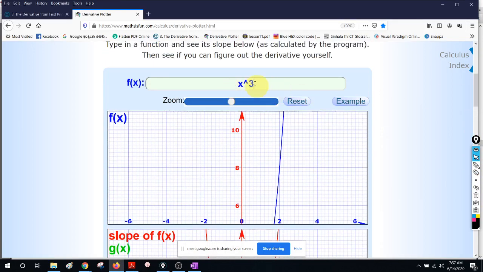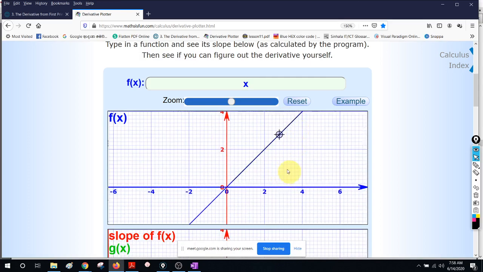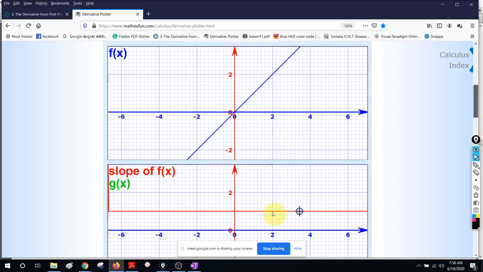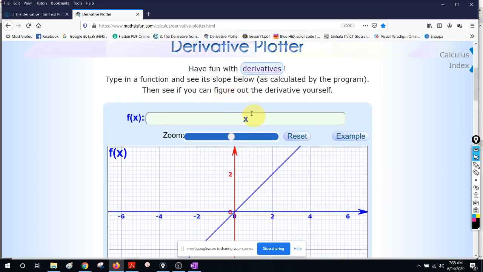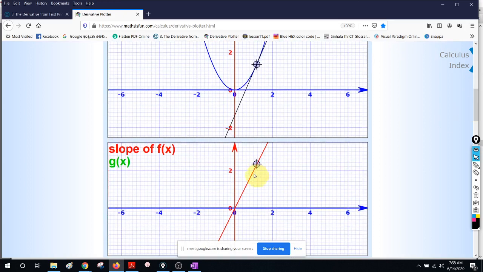Right. Now remember, when you have something like x, what you get is 1. When you have something like x squared, what we get is 2x, right? So this is the 2x line.